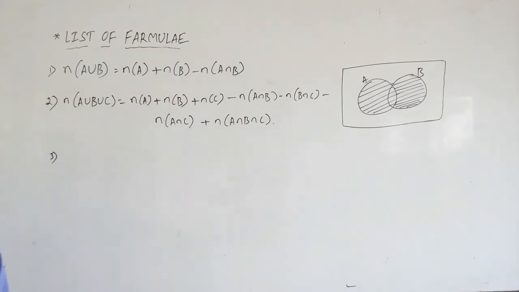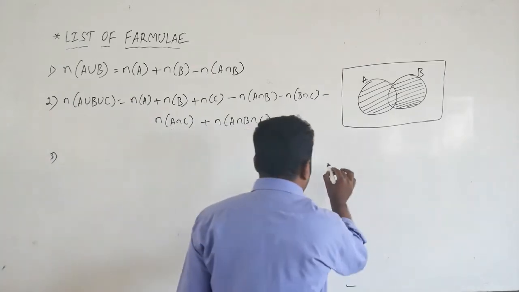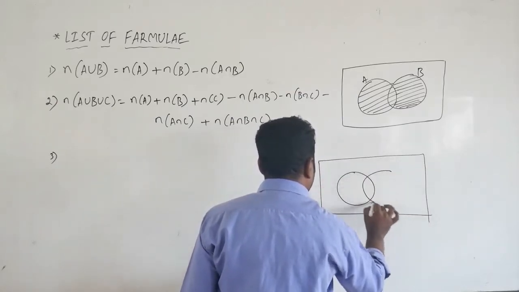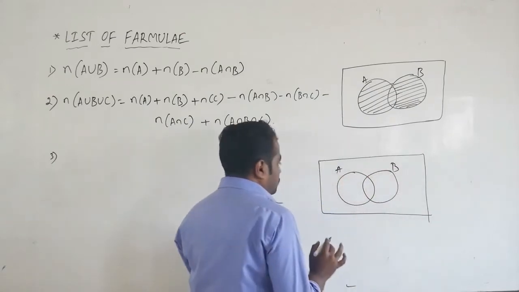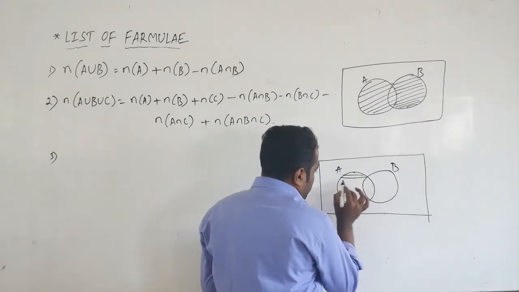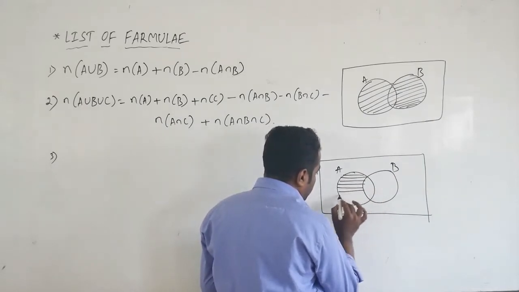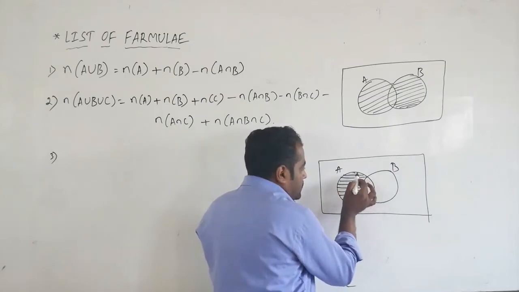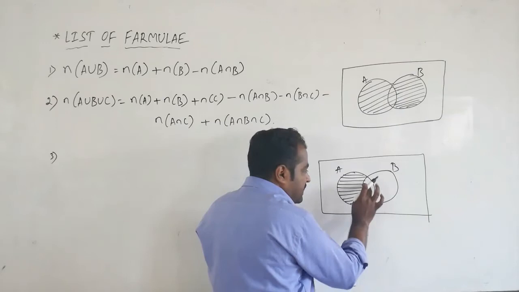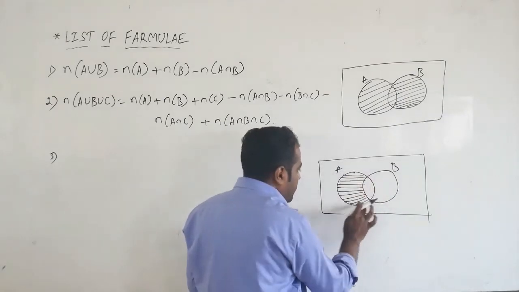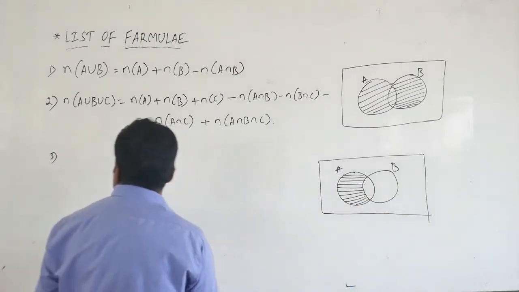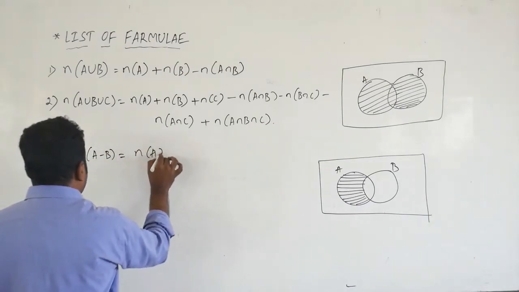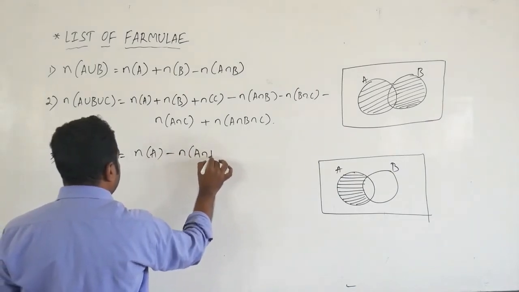And the third one, how can you find A minus B? A minus B is nothing but set A minus the common space, nothing but A intersection B. That is n of A minus n of A intersection B. So n of A minus B is equal to n of A minus n of A intersection B.